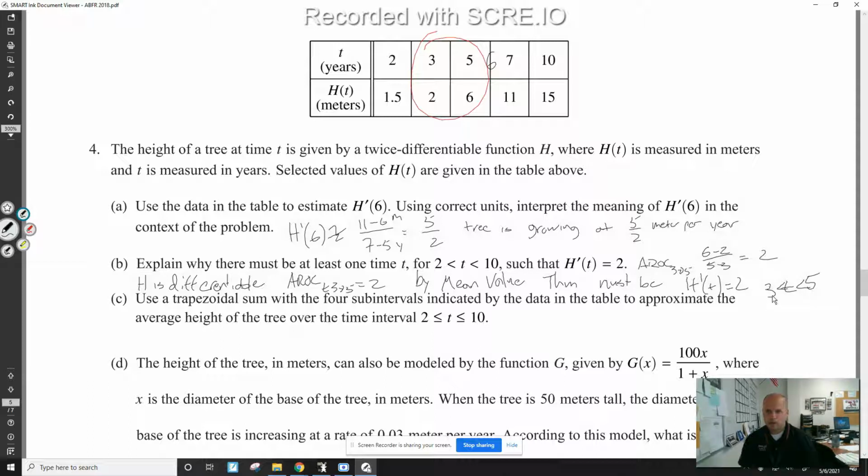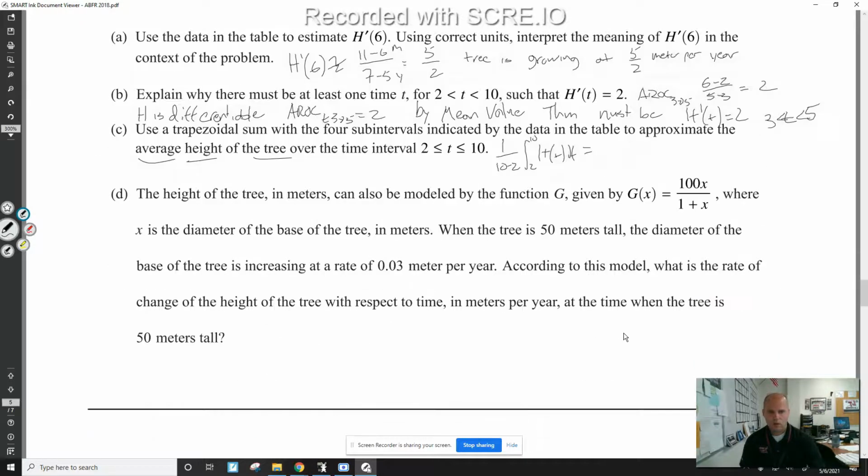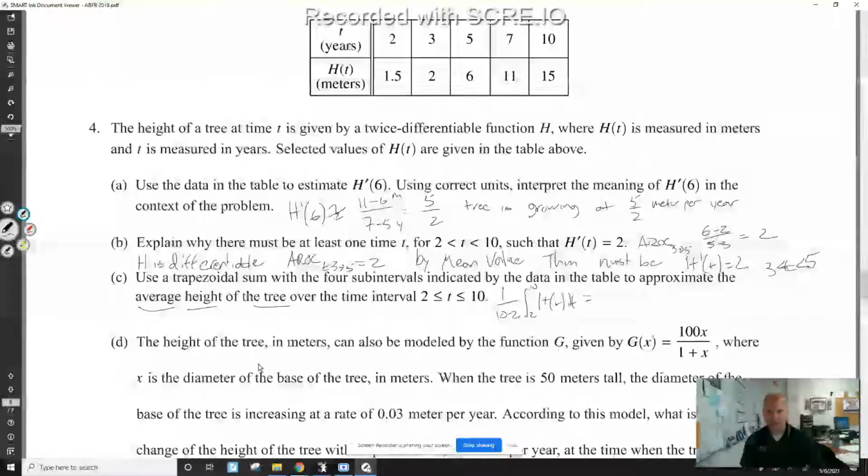Okay? Use a trapezoidal sum with 4 subintervals indicated by the data to approximate the average height of the tree. Okay, guys, if you're just doing a trapezoidal sum and you get your answer, you're not going to get the answer correct because average height of a tree is 1 over (b minus a) times the integral from a to b of what you're trying to find the average of. So you need, and I'm going to just show your work down here, part C, 1/8 times, here we go, my approximation. I'm going from 2 to 10, so I'm including all the data.